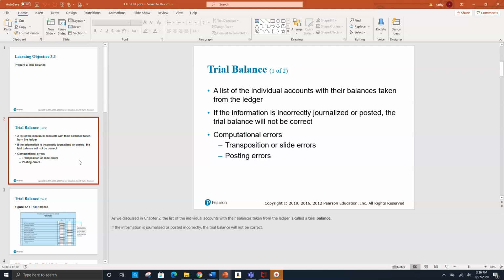Computational errors, transposition errors, slide errors, and posting errors are all things you need to look for. Transposition errors are numbers reversed. Slide errors are where maybe you have the wrong number of zeros. The trial balance won't necessarily catch these.